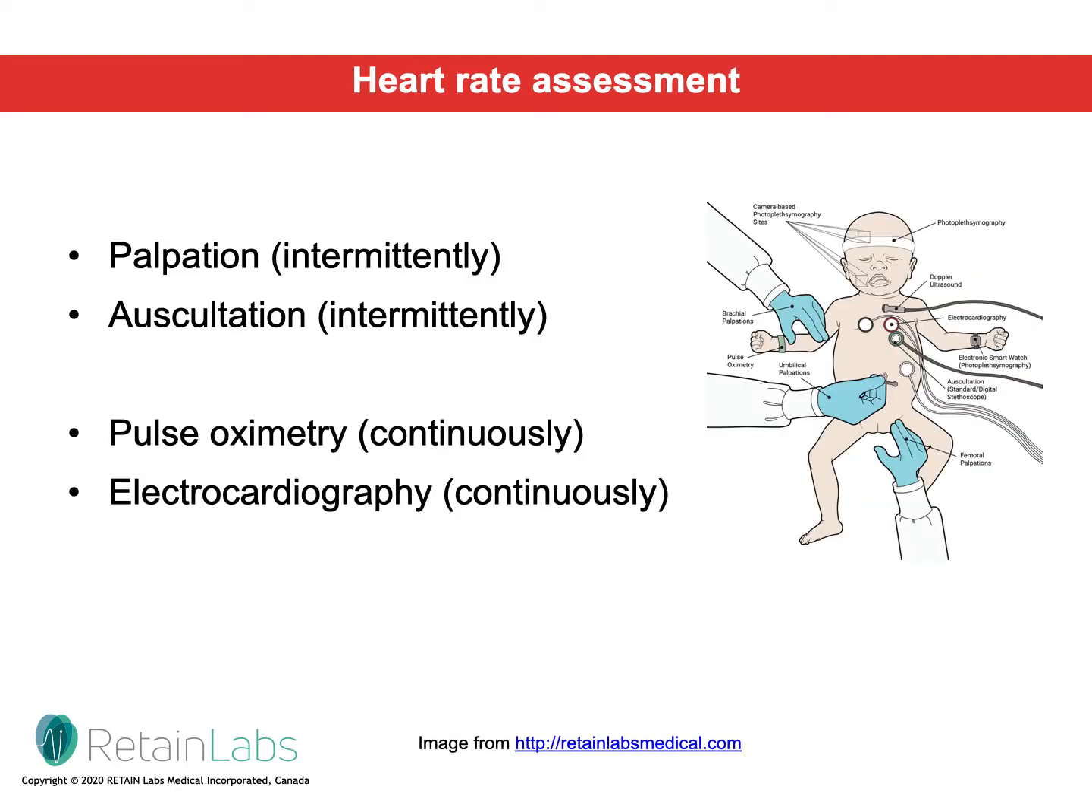There are different ways of assessing heart rate in newborn infants immediately after birth, which include palpation and auscultation, which are both intermittent, as well as using pulse oximetry or electrocardiography, which are both techniques where the heart rate is monitored continuously.